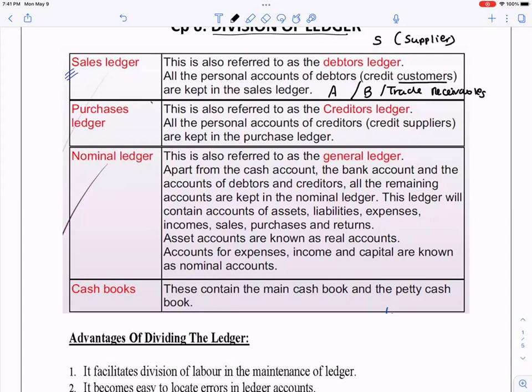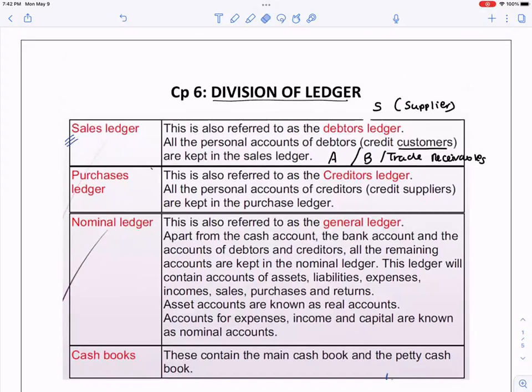Purchase ledger. So ledgers are basically divided into sales ledger, purchase ledger, nominal ledger, and cash book. What are the four parts of ledgers? Can you tell me again? Sales ledger, purchase ledger, nominal ledger, and cash book.